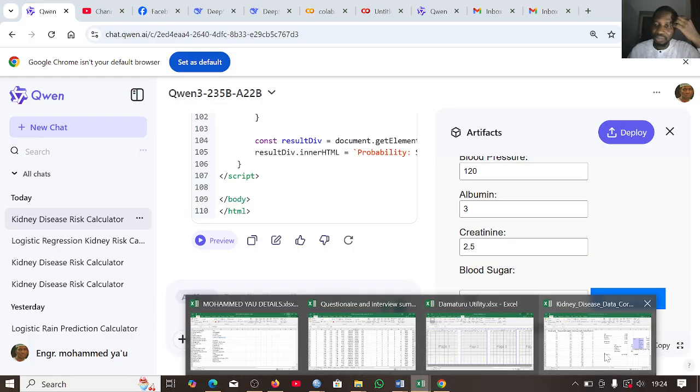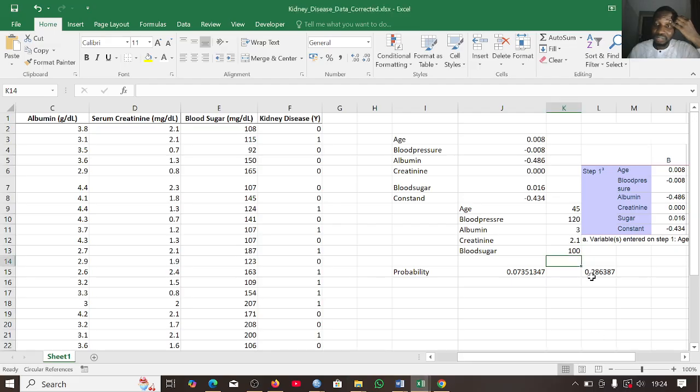So let's see whether it is correct with this. Yeah, so you see the probability is 0.286, something like that, because this is the formula. So let's maybe change the blood pressure to, let's say, 150. So the probability will now change to 0.23. So let's say we change this one to 4. So you see the probability is this.